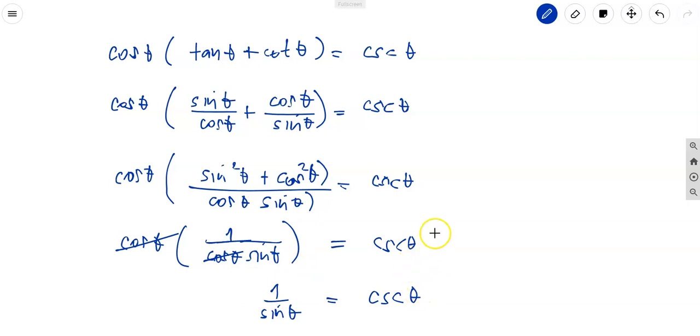So when you are going to verify identities, always focus on the left hand side of the identity. Let's try some problems of graphing.